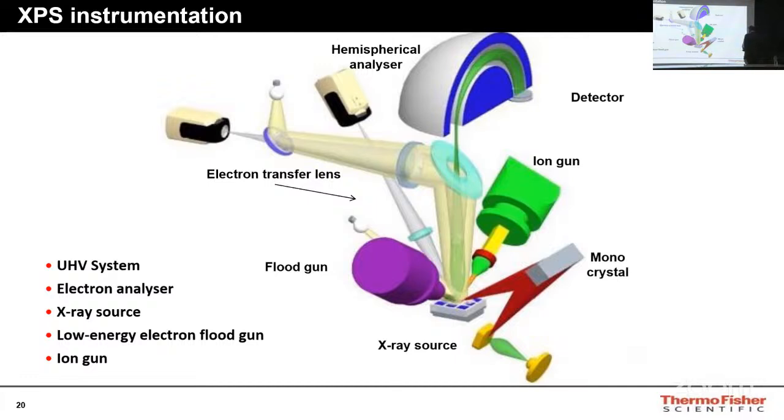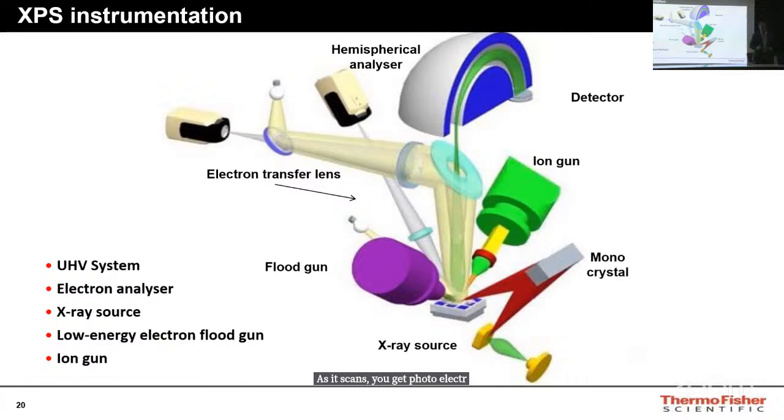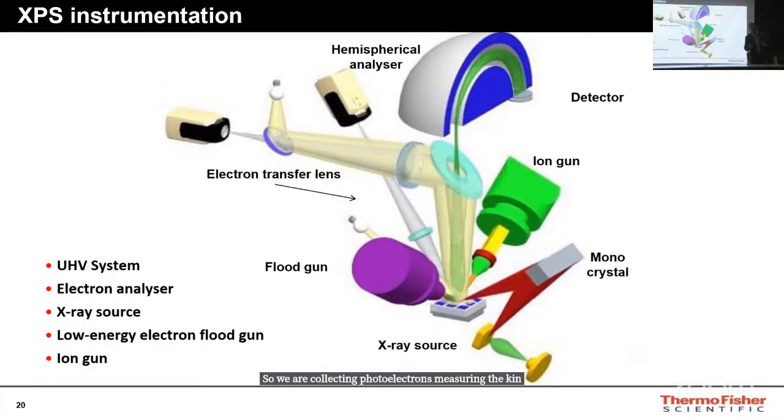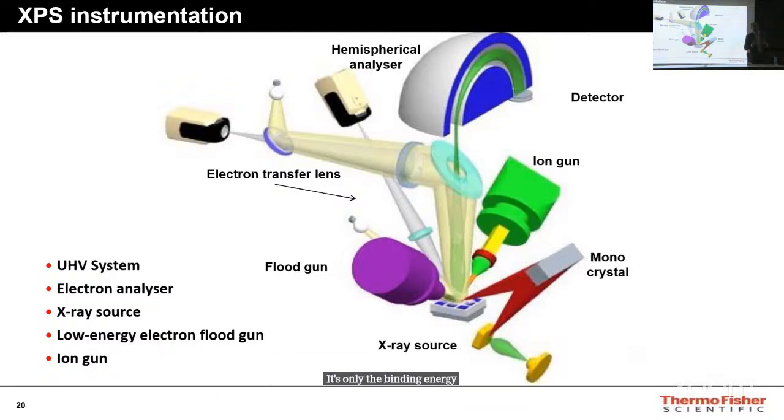So the monochromator, the function of this monochromator is to give you X-rays of a single energy, 1486 eV. And as these X-rays come out of the monochromator with a single energy 1486 eV, it goes and scans on your sample. As it scans, you get photoelectrons, and these photoelectrons, they travel with a certain kinetic energy. So we are collecting photoelectrons, measuring the kinetic energy, and in turn, we are calculating the binding energy. It's only the binding energy which tells us what element and the chemistry of the electron. Did I address your queries?